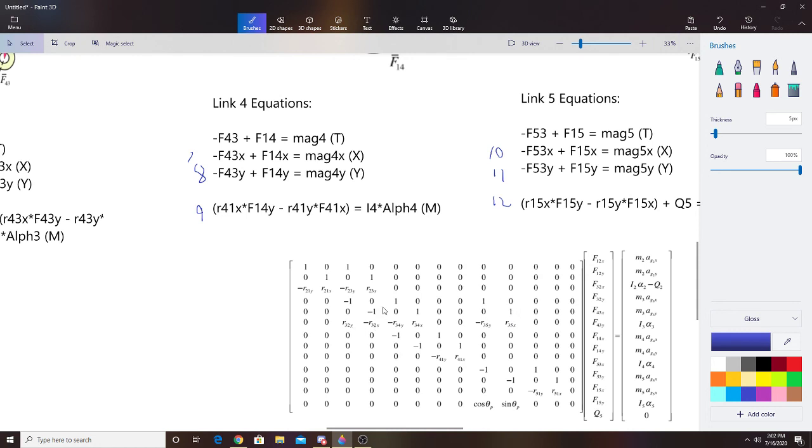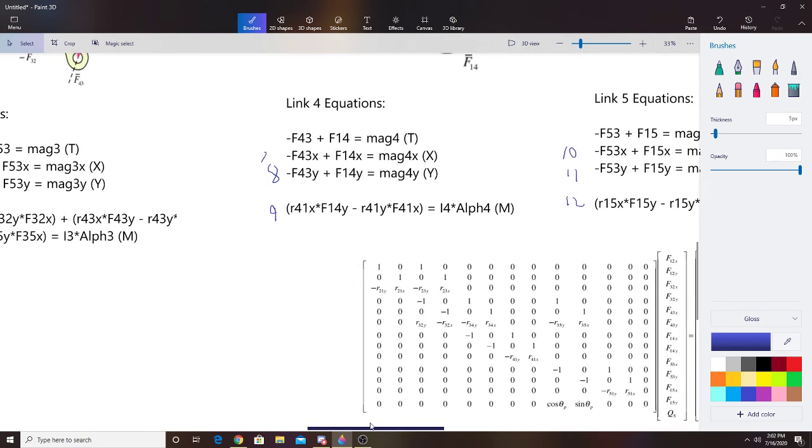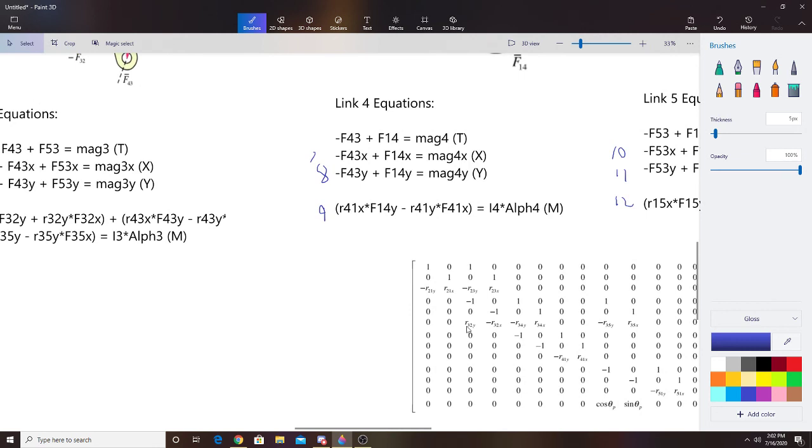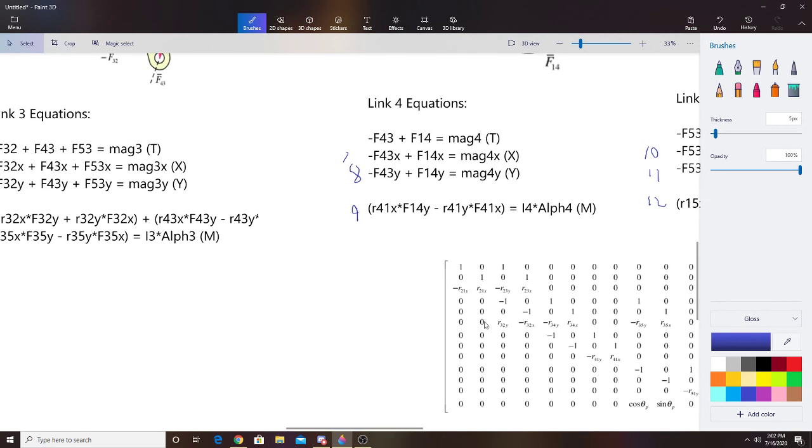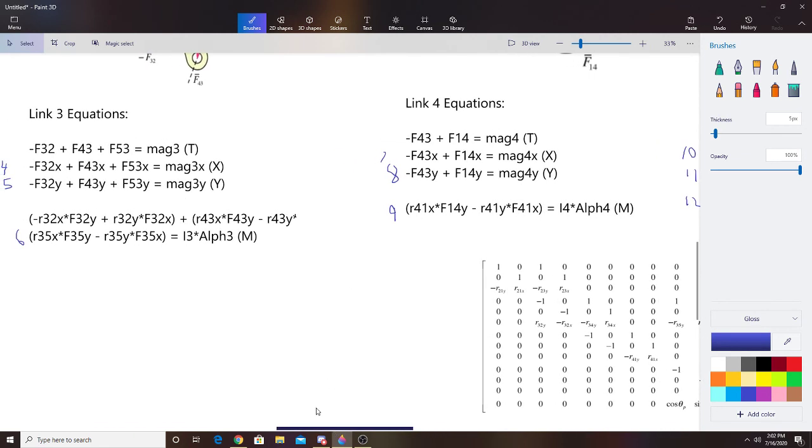So that's the cool thing about the x and y equations, that they're essentially, wherever there was a 0 before, there is now a 1 or a negative 1. So, and the pattern stays the same. Alright, and then right here, R32y, which we grabbed from the moment equation. So the moment equation right here. So R32x is right here, R32y is there. So it shows up first right here. And then for y, we have a negative 32x, which shows up there.